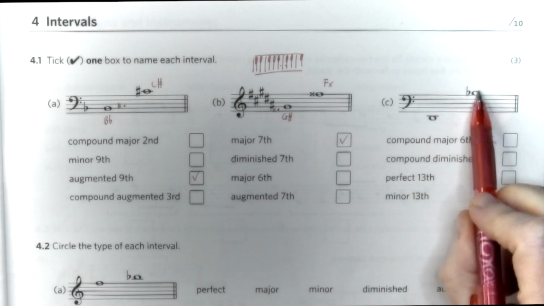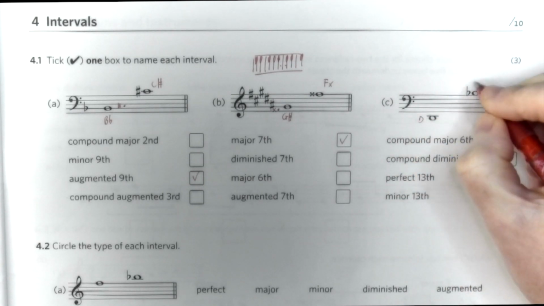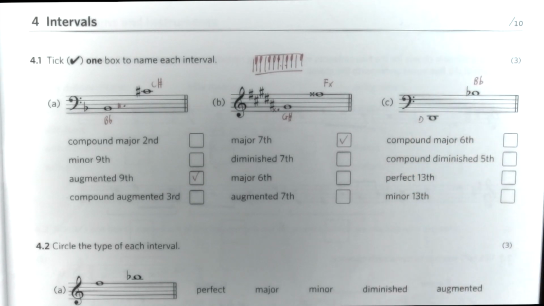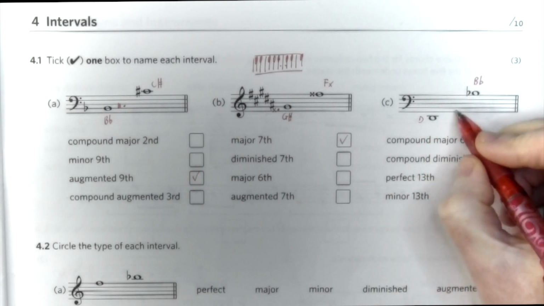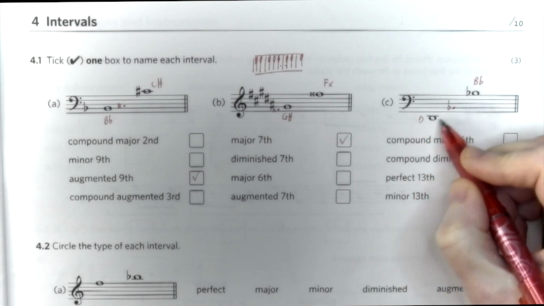Let's move on. We have a compound interval here. It's clear. And we have Re and B flat. Okay, let's reduce it into a simple one. And we have a 6th.